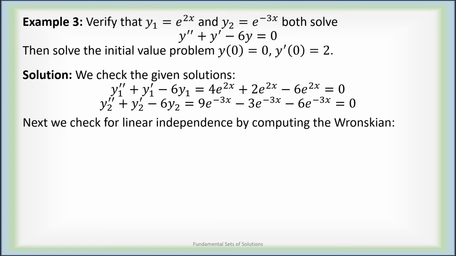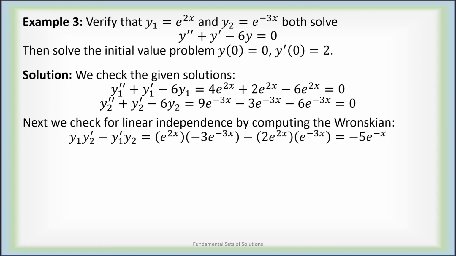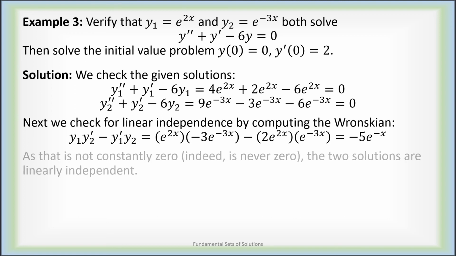So since we have two solutions, we should check that they are in fact linearly independent, and we do that by computing the Wronskian. y1, y2 prime minus y1 prime, y2. These derivatives have already been computed as part of checking that they were solutions. Note that e to the 2x times e to the minus 3x is just going to be e to the minus x, and altogether we have minus 5 of those.